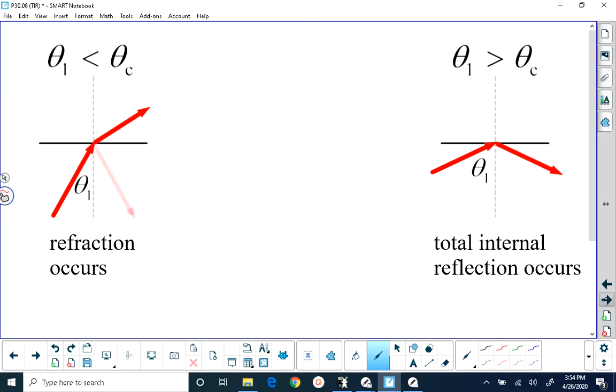You should note that even at small angles of incidence, you do get some reflection of light, but most of the light refracts. At large angles, in other words that are bigger than the critical angle, you get zero light refracting.